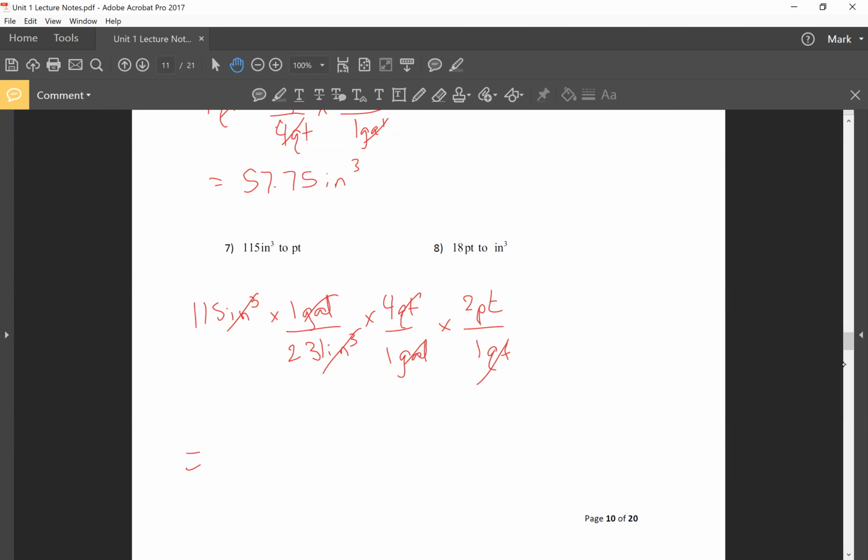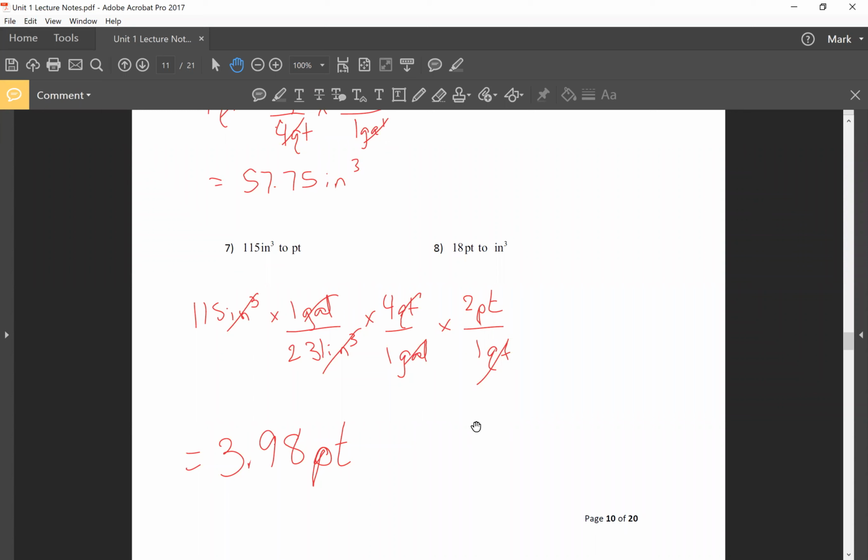So 115 divided by 231. Then I'm going to times it by 4 and times it by 2. And I get 3.98 pints. All right, that's it. So about 4 pints.